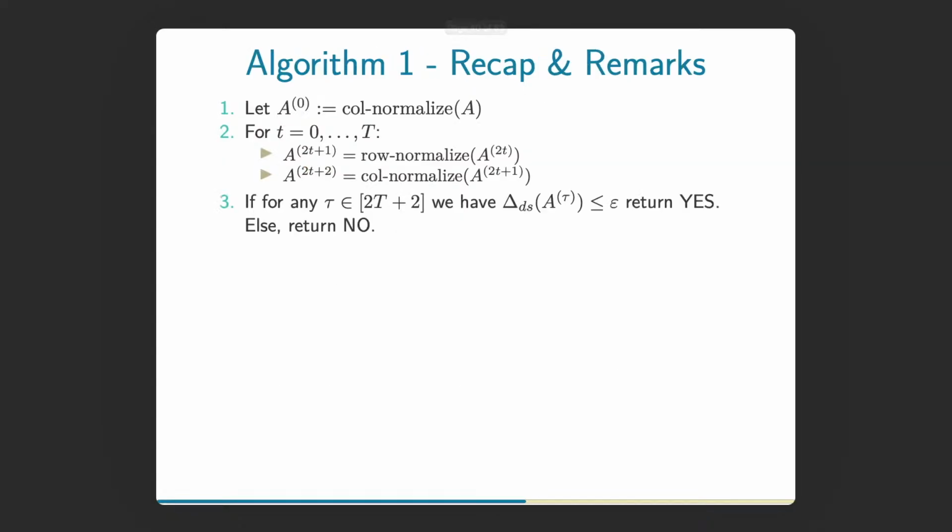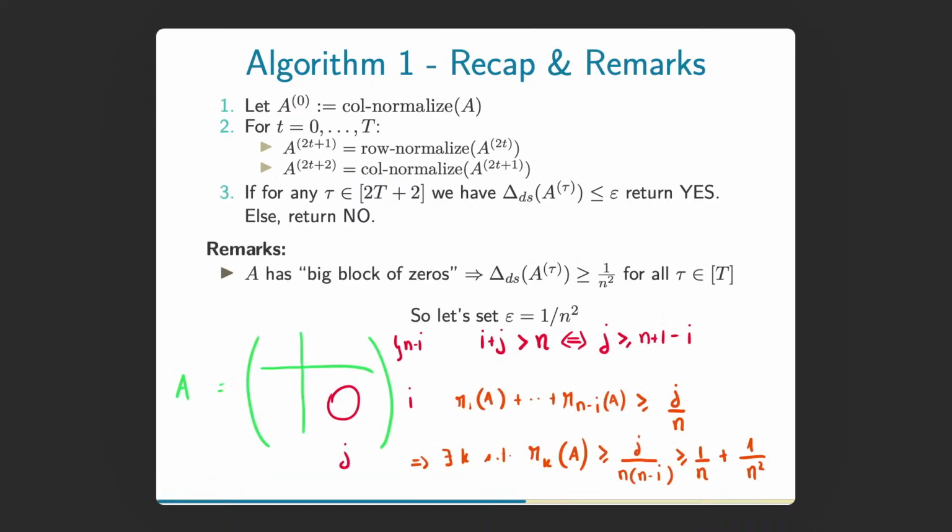So now we recap our algorithm. I'm doing this block coordinate gradient descent. We already discussed this: if A has this big block of zeros, and what does big mean? It means that if these are the dimensions i and j, i plus j is bigger than n. Then we can never get close to doubly stochastic, correct? But actually, how far are we from doubly stochastic? I claim that the distance to doubly stochastic is greater than or equal to 1 over n squared.